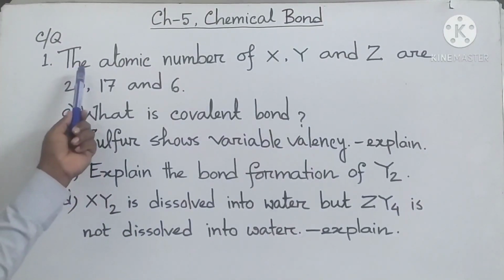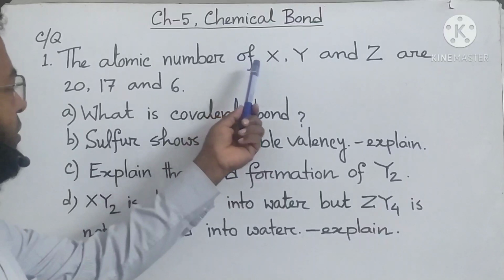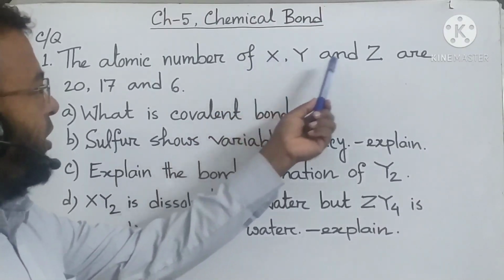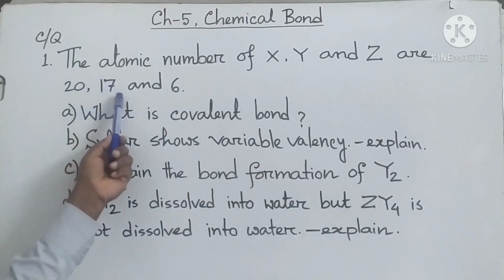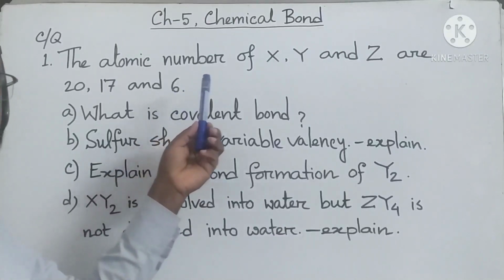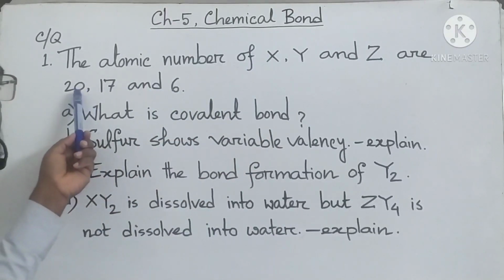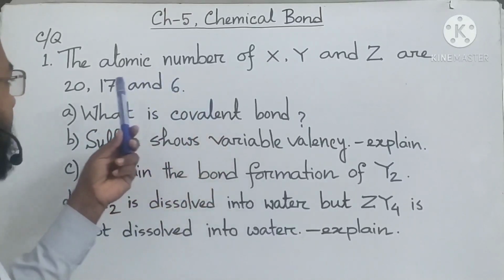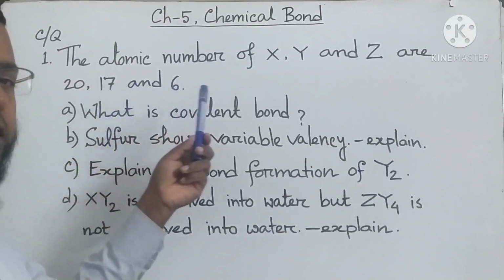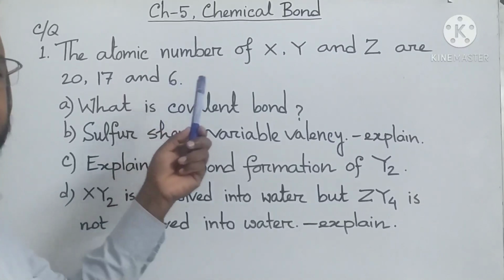I have written a question. The atomic numbers of X, Y and Z are 20, 17 and 6. These are the atomic numbers, everybody knows. If the atomic number is 20, then it is calcium. If the atomic number is 17, then it is chlorine. If the atomic number is 6, then it is carbon.